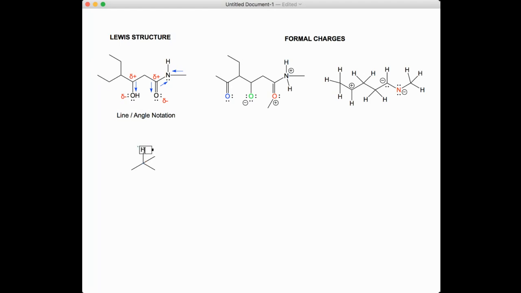So I'm going to draw here a very simple organic molecule. How many carbons in this molecule, guys? 1. 1 carbon, right? Here is another molecule. How many carbons here? 2 carbons. Here we have another 2 carbons, okay?